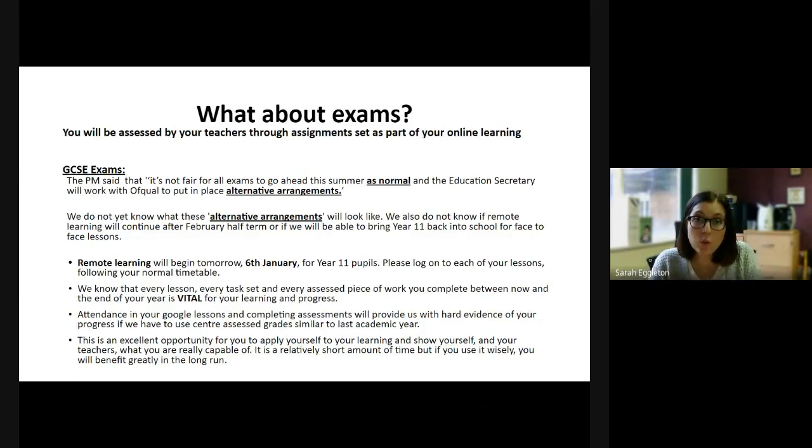As I say, we will let you know if we find out any further information. For the rest of your students, you will be assessed by your teachers through assignment sets as part of your online learning. We will be marking those and expecting you to put in your best effort and giving you feedback and possibly a grade for that work. So it's really important that you do engage and that you do try your best on all pieces of work.